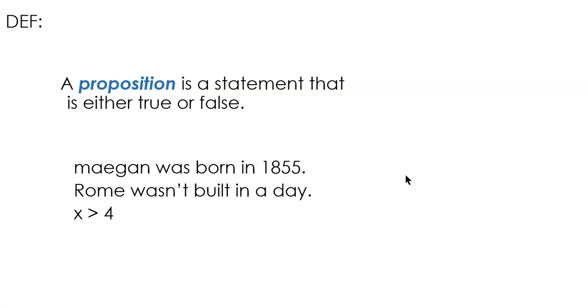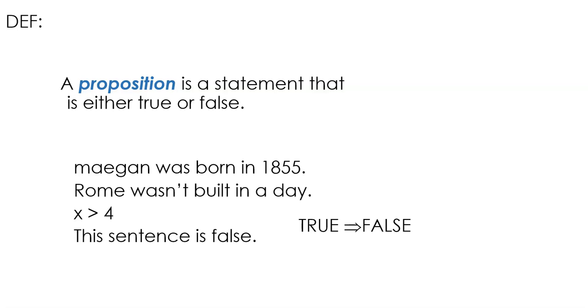Another weird thing are paradoxes. To say something like, this sentence is false. Well, if it was true, that means the statement is false, but then it's false. If the statement is false, which means the sentence is true, which says the sentence is false, you just keep going back and forth. It's neither true nor false. It is what we call a paradox. So this is not a proposition.